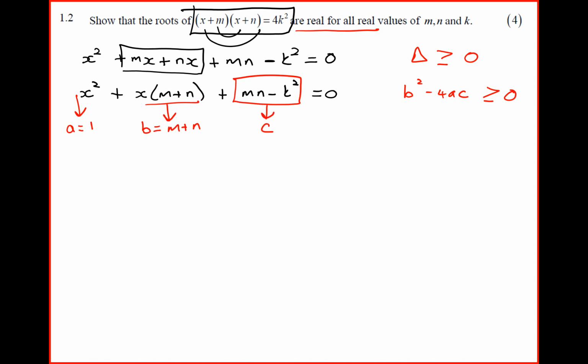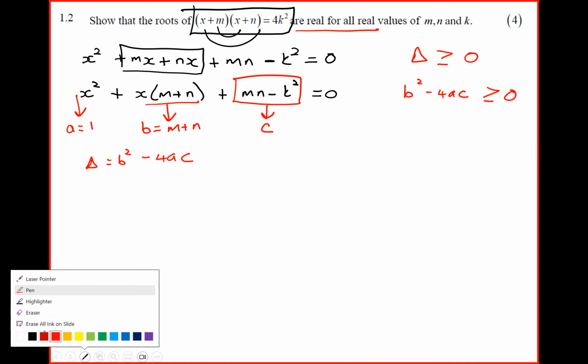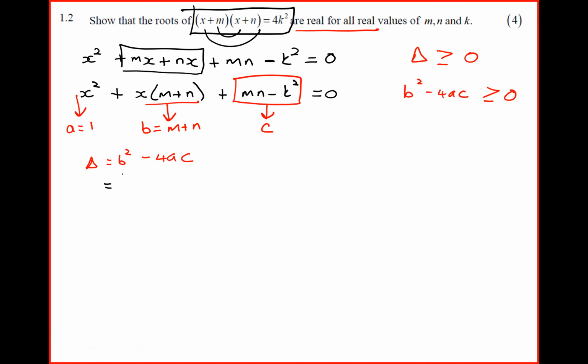So we're now going to find out what delta is. Remember, delta is equal to b squared minus 4ac. So now we're going to put our values in there. b is m plus n all squared, minus 4 times a, which we said was 1, and c is what we have here, which is mn minus k squared. So that's what we have at this stage.